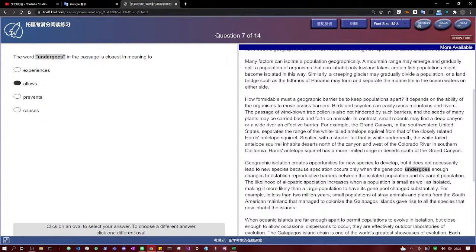For example, in less than 2 million years, a small population of stars, animals, and plants from the South American mainland that managed to colonize a geographic island gave rise to all the species that now inhabit the island.